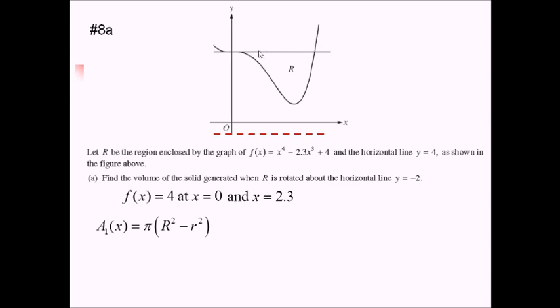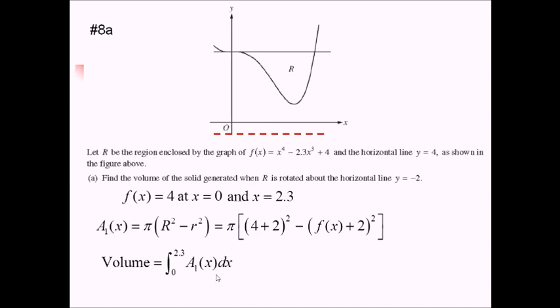So that's a distance of 4 minus -2 that I'm squaring in there. So 4 plus 2 squared, you could write that as. And for my little radius, that's the closer part of the bounded region, minus -2. So we can write this as, they already named it for us, f of x plus 2 that's being squared, and all of that subtracted. And at this point, to find the volume, I need to take the integral from 0 to, we said 2.3, of this a of x that I just wrote out, a sub 1 of x dx.